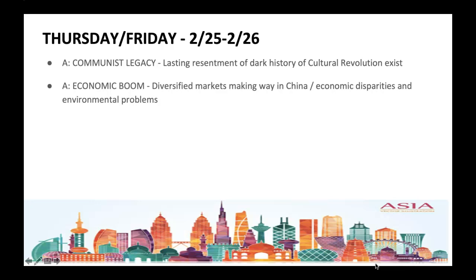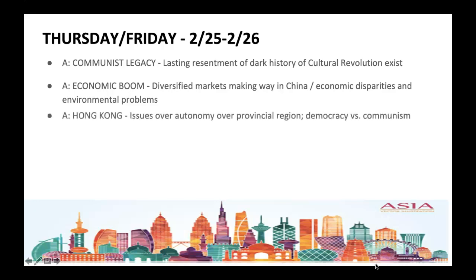China is known for having an economic boom that has sustained a large part of Asia and their legitimacy on world markets. With diversified markets and a lot of factories producing things in China, this has paved the way for economic success. Although the problem here is that there are very glaring economic disparities and environmental problems in China, specifically from its focus on economics first, the needs of the people and the environment second. Additionally, Hong Kong is problematic for China. Hong Kong is a provincial territory off the coast of China, and there are issues today over autonomy and provincial rights. Essentially, this is the battlefield, if you will, between democracy in Hong Kong versus communist China.